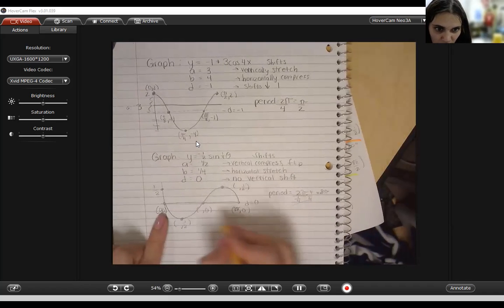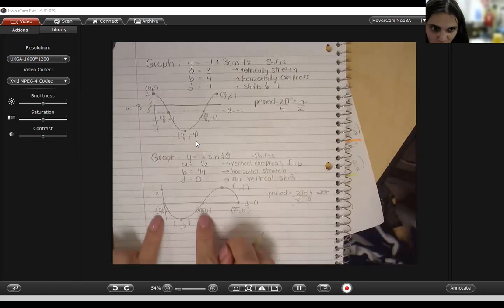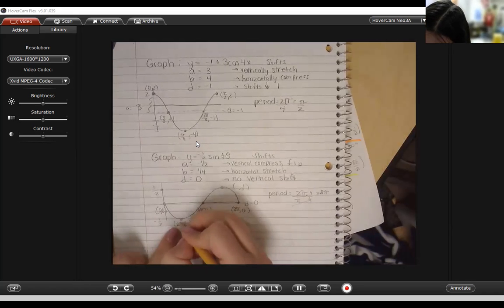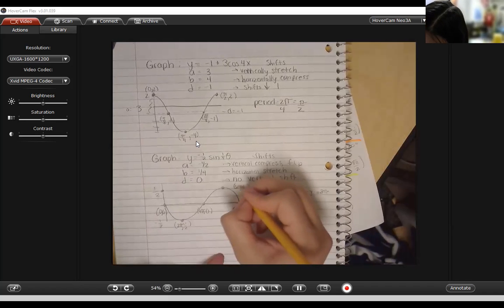All right, now I'm just labeling. Halfway between 0 and 8 pi is going to be 4 pi. Halfway between 0 and 4 pi is going to be 2 pi. And halfway between 4 pi and 8 pi is going to be 6 pi.